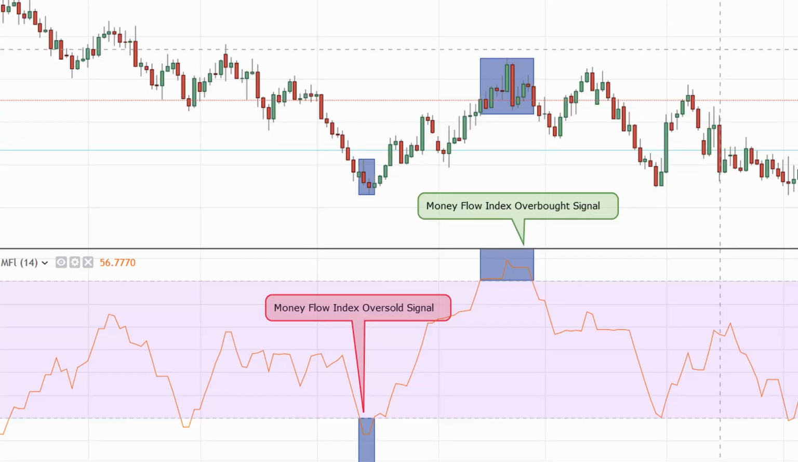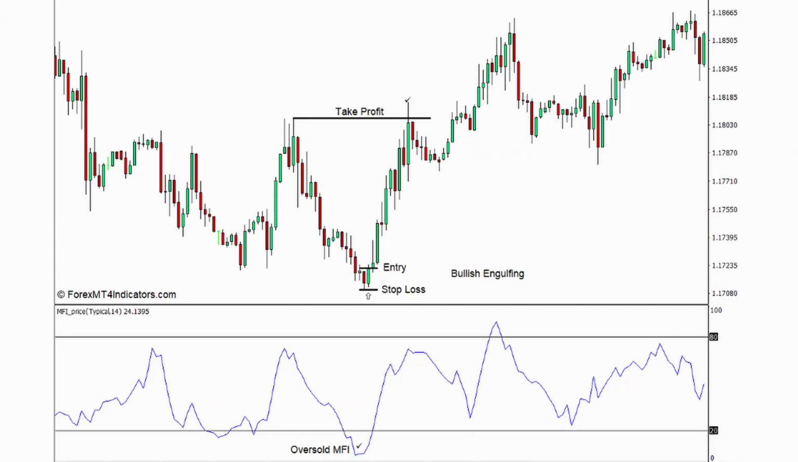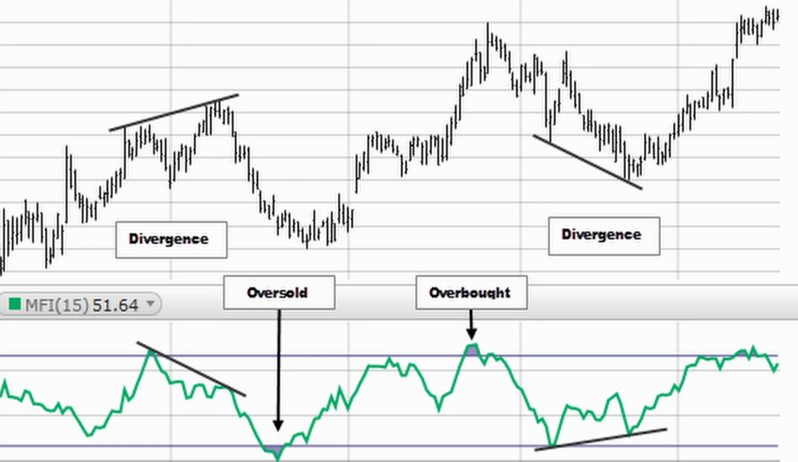A money flow index reading above 80 suggests that the security is overbought and may be due for a price correction. Conversely, a reading below 20 suggests that the security is oversold and may be due for a price increase. The money flow index can be used to confirm the strength of a trend. A rising money flow index in an uptrend or a falling money flow index in a downtrend supports the direction of the trend. Divergence between the indicator and the price can signal potential trend reversals.